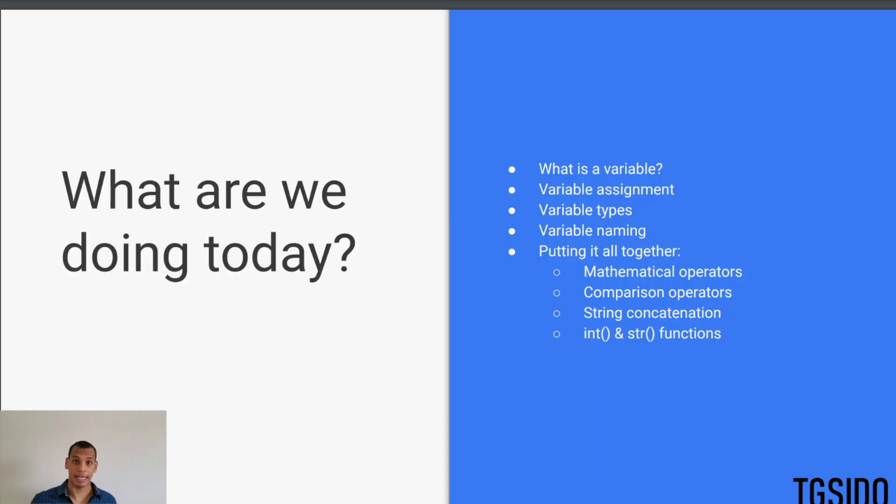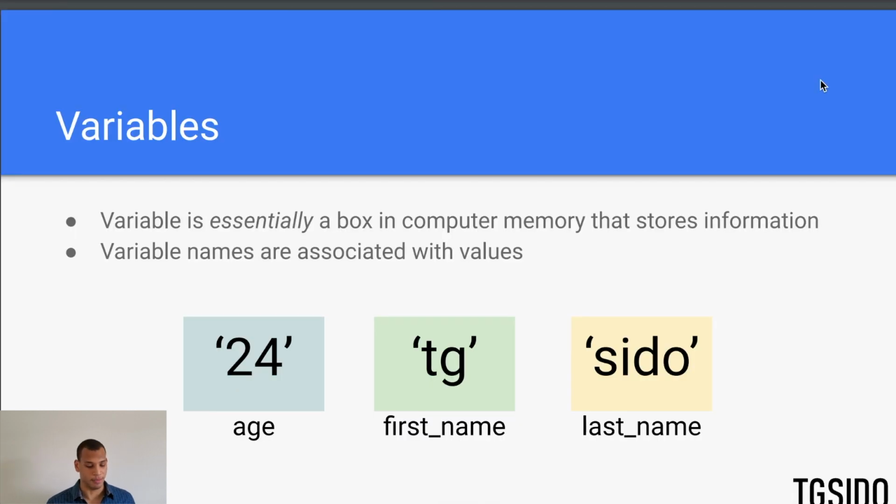Okay, so what did we do in week 1? We did course goals, setup, built-in functions, input, print. We also did a very short introduction into variables. Okay, what are we doing today? We're going to focus on what exactly is a variable, variable assignment, variable types, variable naming, and finally putting all of that together to do mathematical operators, comparison operators, string concatenation, and the int and str functions. Cool. So now getting right into it, variables.